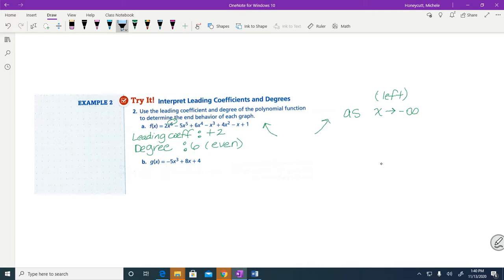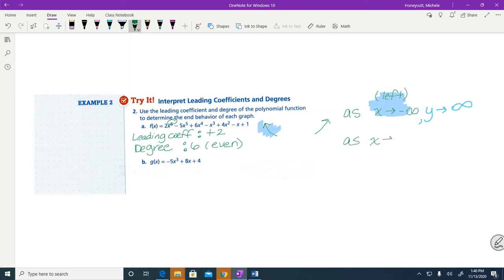Let me highlight that. So on the left side, as the x values approach negative infinity, my y values are approaching... I look at my y values, they're going up, up, up, up, up. So the graph is going up, so the y values approach positive infinity. That's the left side.